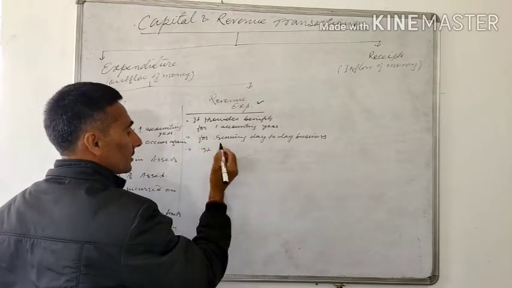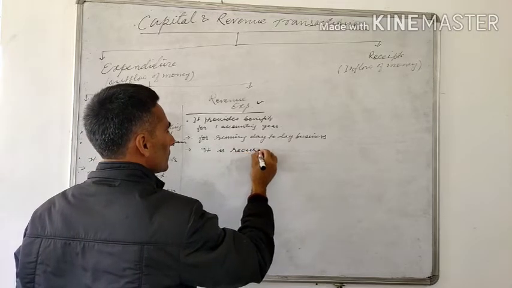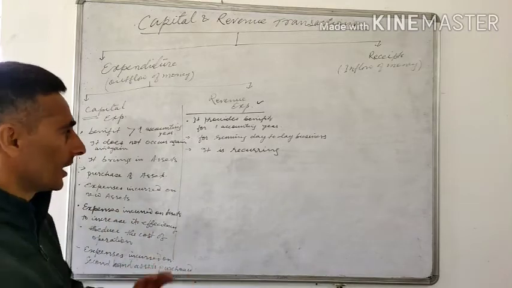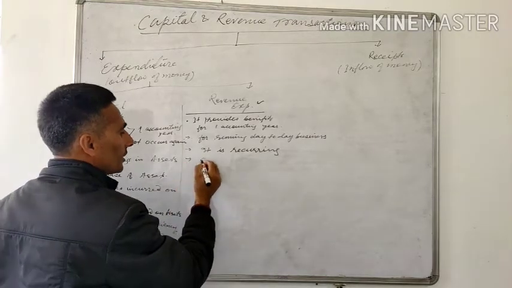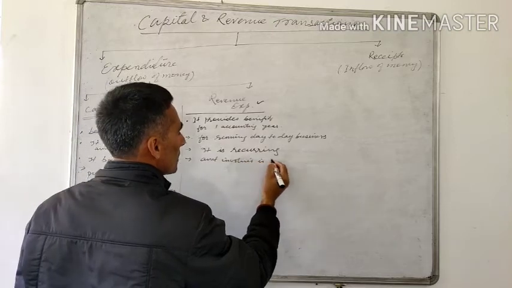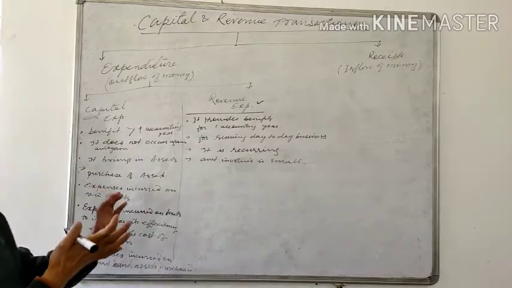It occurs again and again, so it is recurring in nature. It occurs again and again, and the amount involved is small here, right? That is called revenue expenditure.